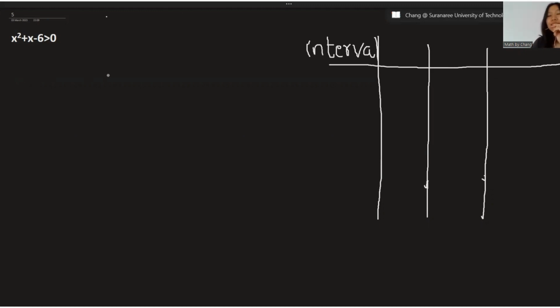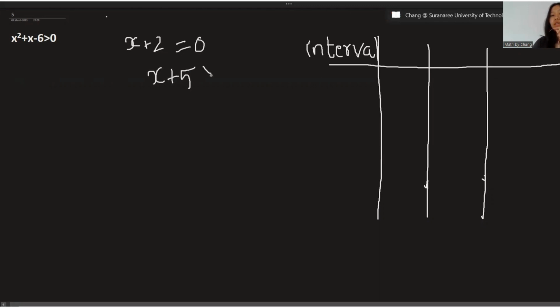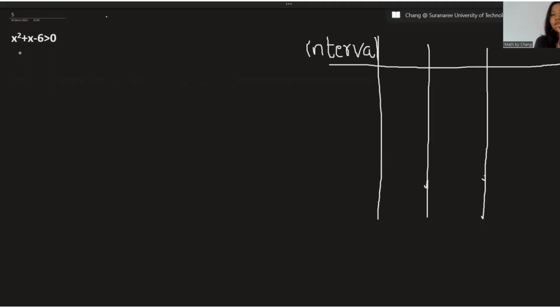So what is linear and what is quadratic? It's simple. Linear means the power of x is 1. So let's say linear equations are x plus 2 equal to 0, or maybe x plus 5 greater than 0. This is also a linear inequality. Here you can see that the power of x is square, which means that it is a quadratic inequality. So okay, let's solve it.